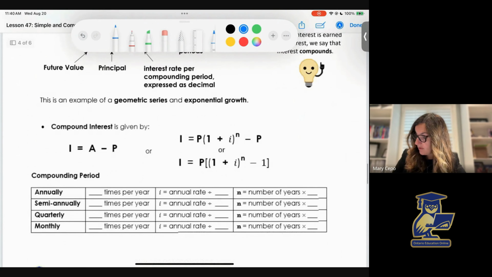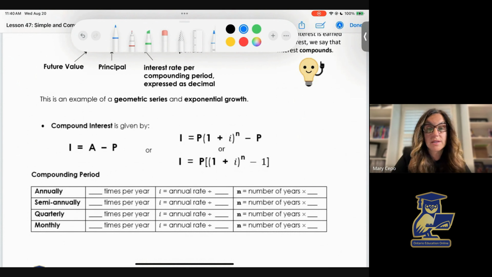This is an example of a geometric series in exponential growth. So compound interest is given by, again, interest is equal to the amount minus your principal. Interest is always equal to P times (1 plus i) to the exponent of n, minus that principal. That tells you how much interest money you've made. Or modify that: I is equal to P times (1 plus i to the exponent of n, minus 1), if you factored out that P in both.